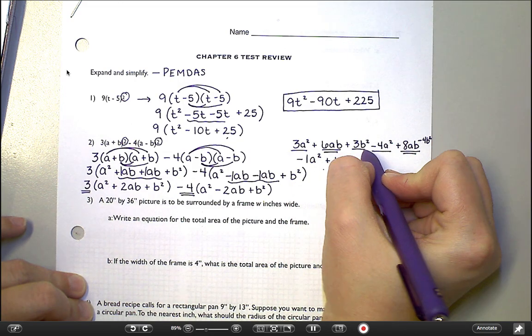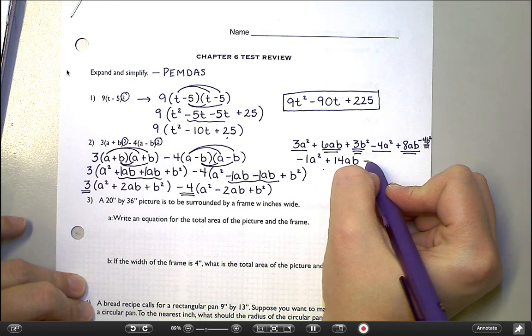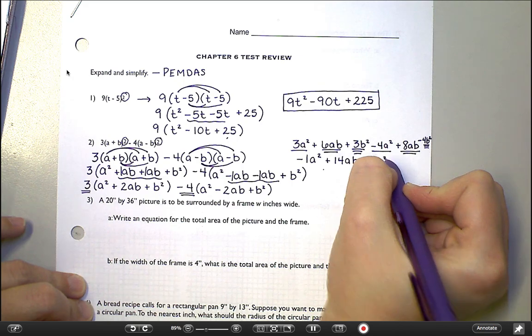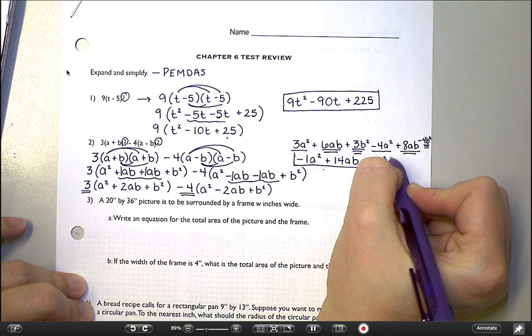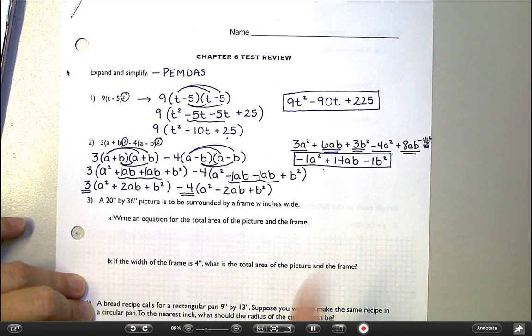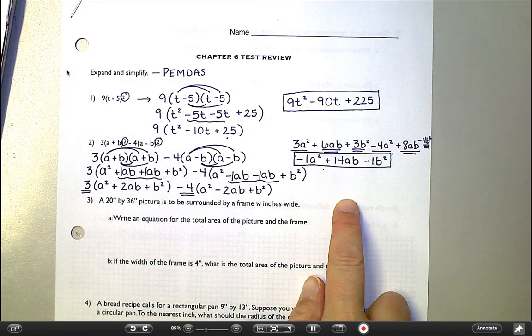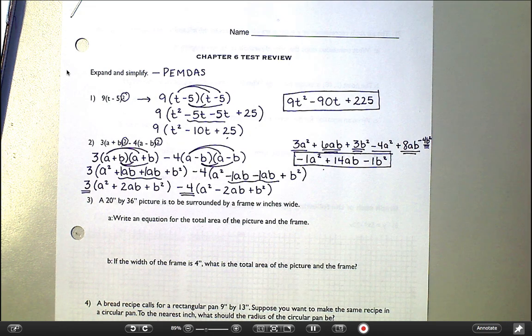And then I have a 3b squared minus a 4b squared, so I get a minus 1b squared. And this thing here, after all of that combining and simplifying, that was really a test of your algebra skills. This thing would be your final answer. Okay? So I know that got to be kind of a mess, but this is where you should end up on that one.